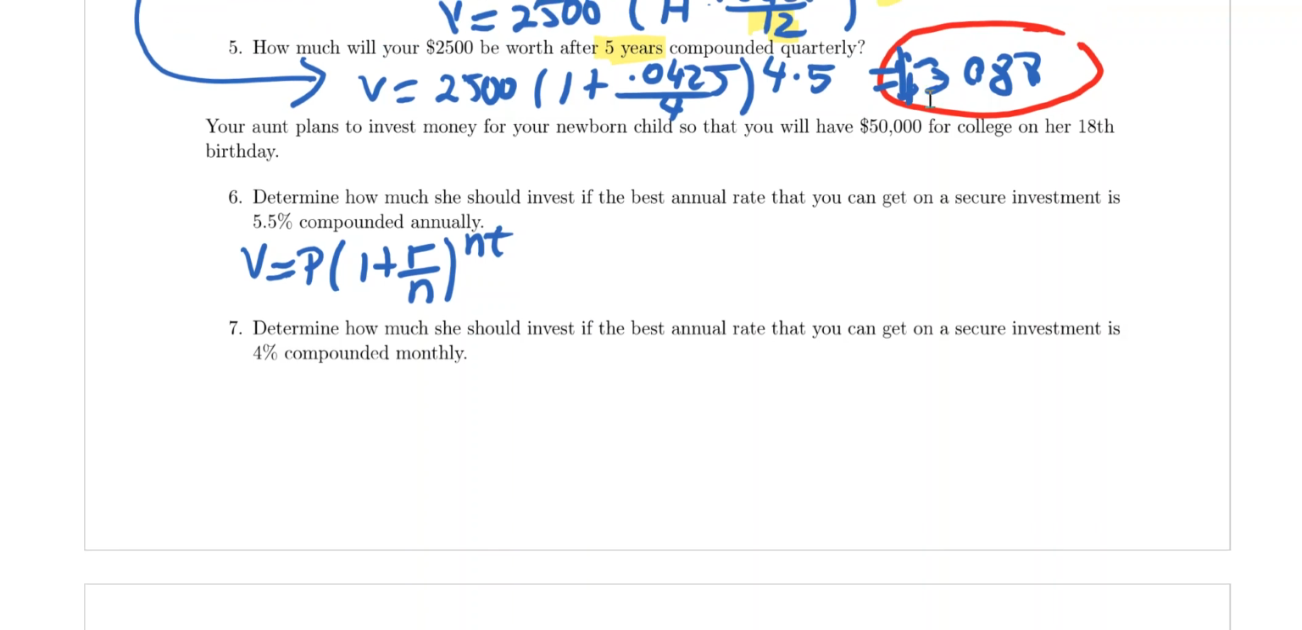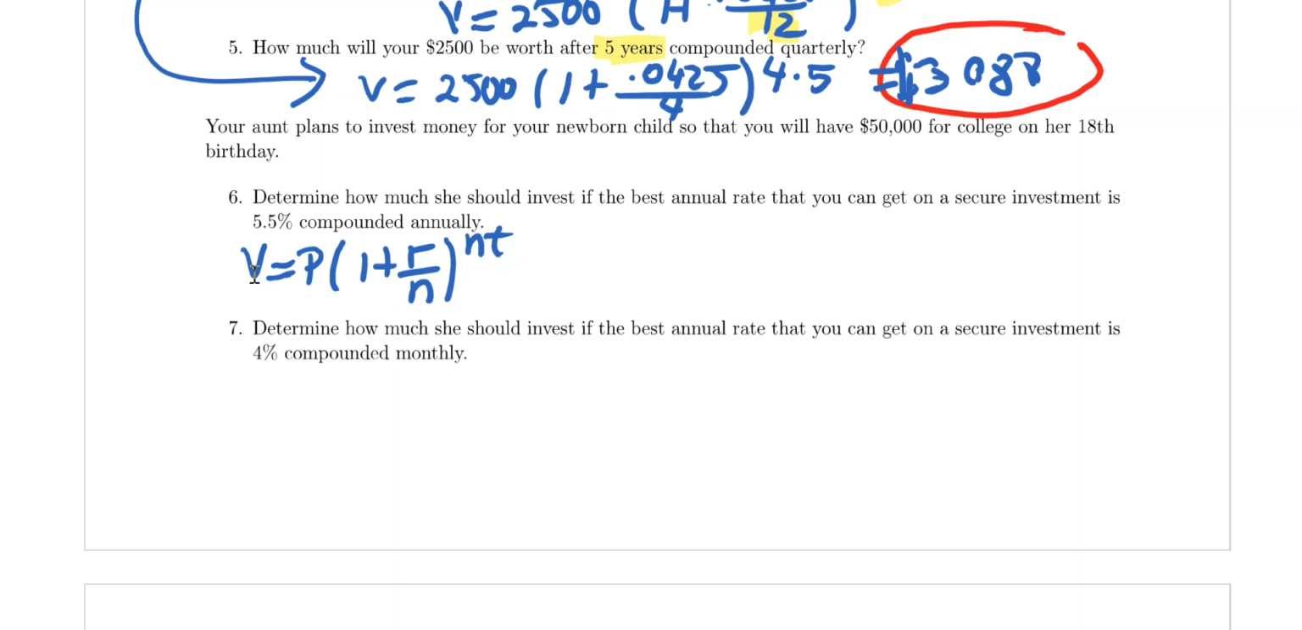So if you put that in your calculator, you should have gotten $3,088. So that's how much your $2,500 would be worth after 5 years. You can also use this formula to find out how much you should invest at the beginning so that the value of your money reaches a certain value after a certain amount of time.